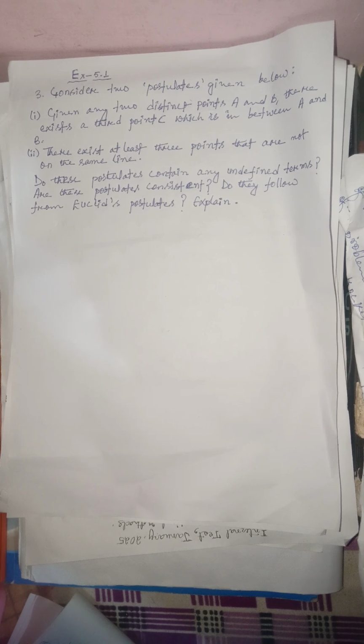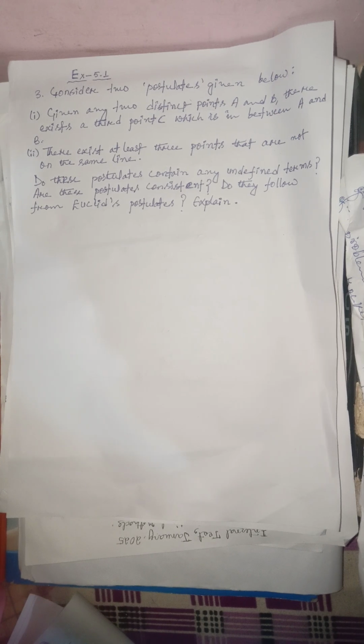And after that we have, do these postulates contain any undefined terms? Are these postulates consistent? Do they follow from Euclid's postulates? And explain. So these are the things which we need to explain. By reading all this, we came to understand what we are going to find in this.